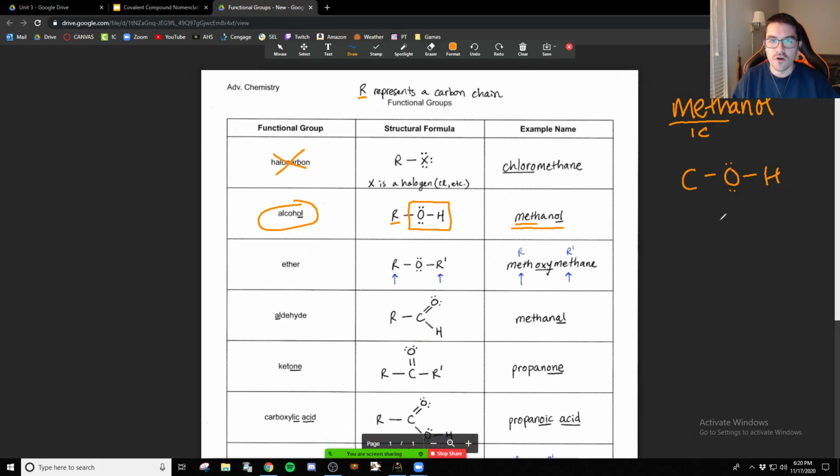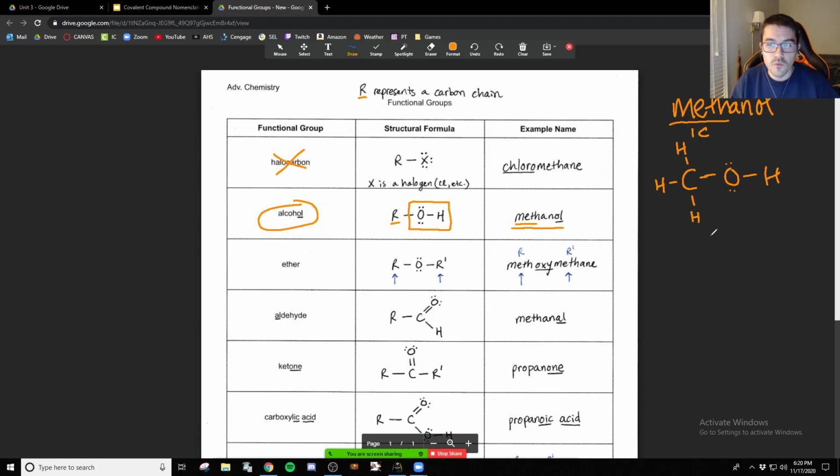And then like we saw previously in the last video, this carbon is going to have hydrogens tacked onto it, right? And we have to remember that carbon makes 4 bonds. It's got 4 valence electrons, so it's going to make 4 bonds. So there's going to be 3 extra hydrogens here, okay? This is the structure of methanol, all right?